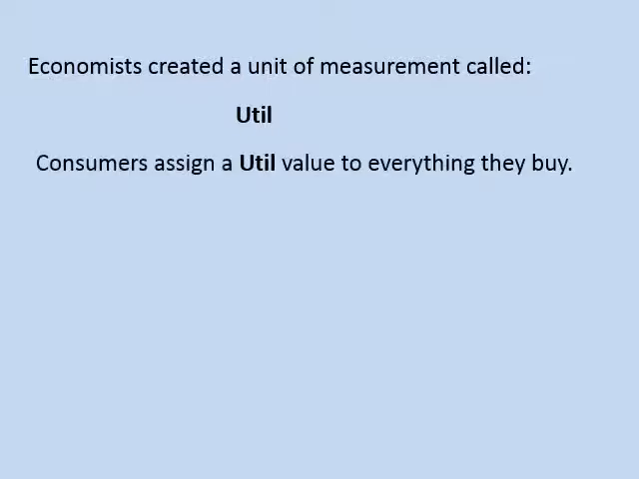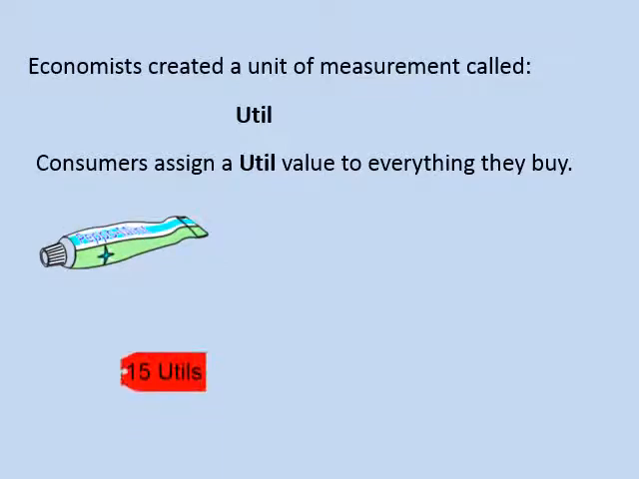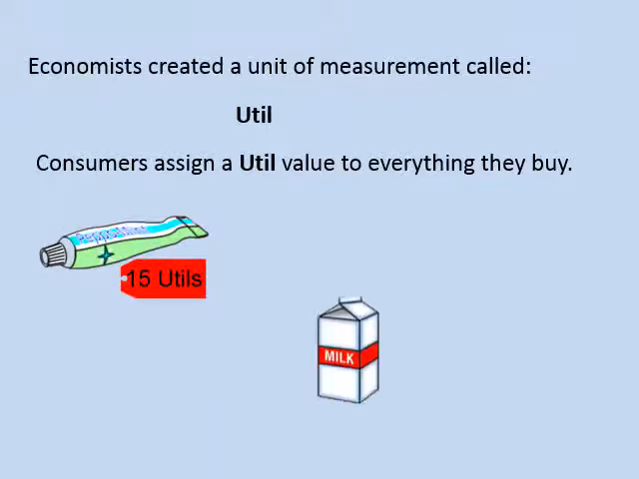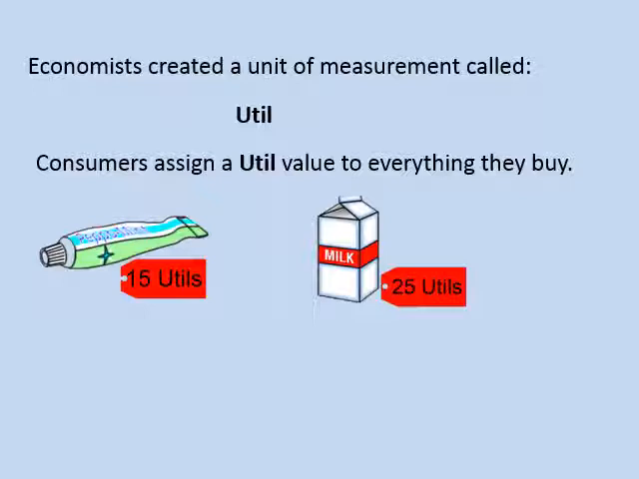To study utility, economists created a unit of measurement called the util. Consumers assign a util value to everything they buy. For example, you might think a tube of toothpaste is worth 15 utils, and a carton of milk is worth 25. What's important is that we have a relative evaluation of one good relative to another.